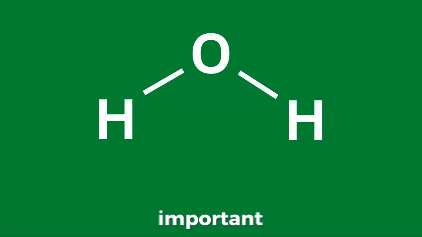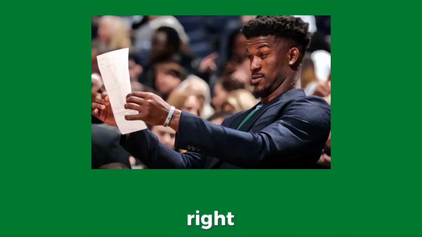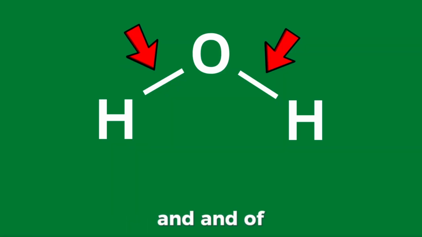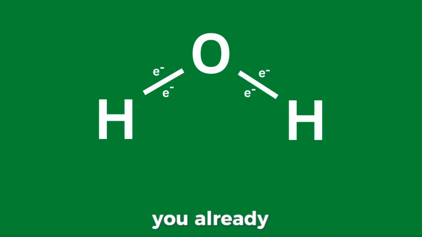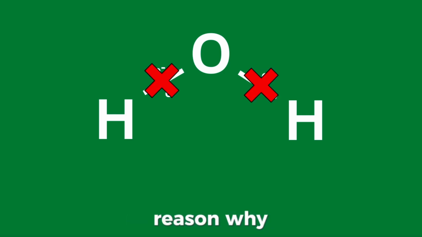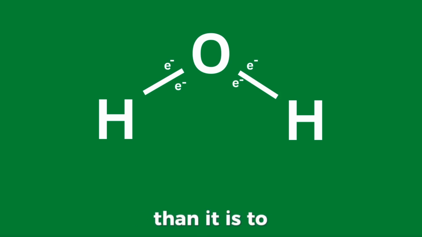So, a very important property about our boy here is that it is polar. Now, what does polar mean? We have our covalent bonds here, and each covalent bond has a shared pair of electrons. You might think they are halfway in between each other, but there's actually no reason why they should be. In reality, the electrons are closer to the oxygen than to the hydrogen.